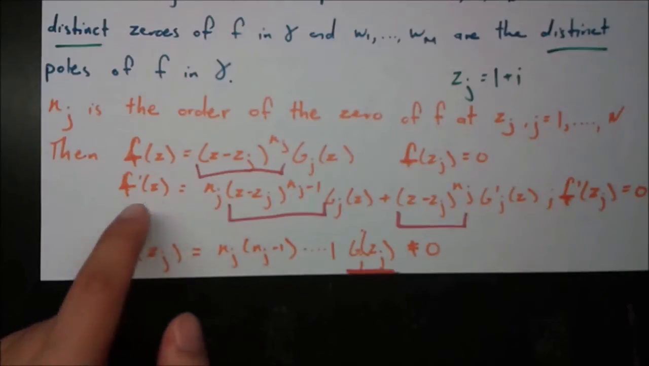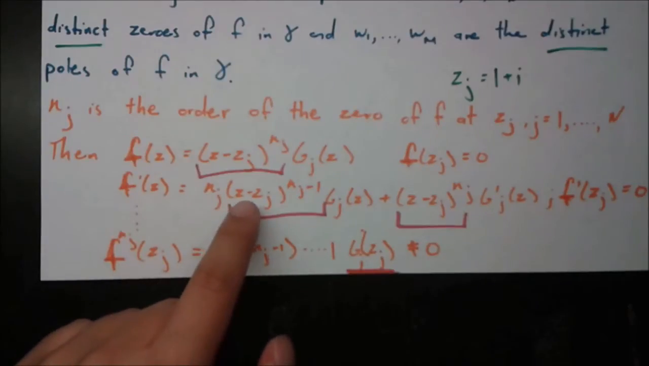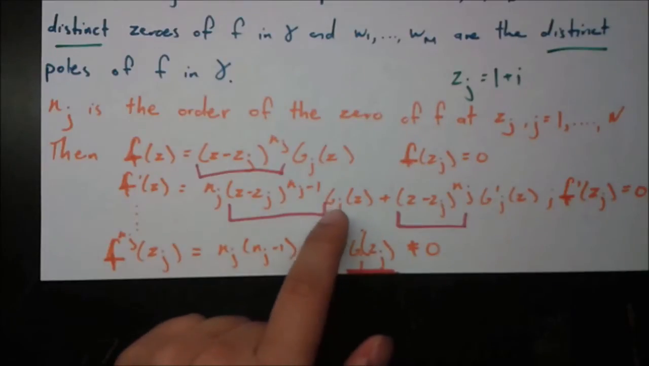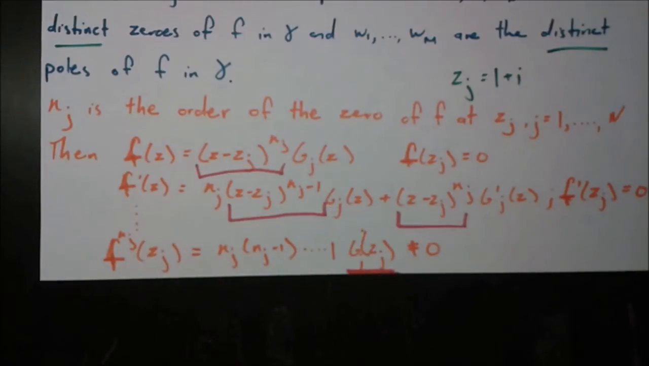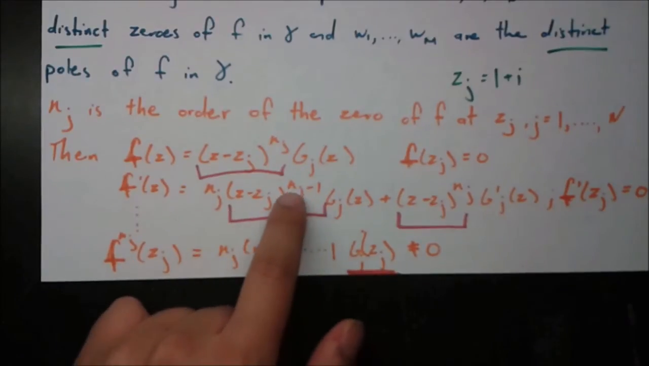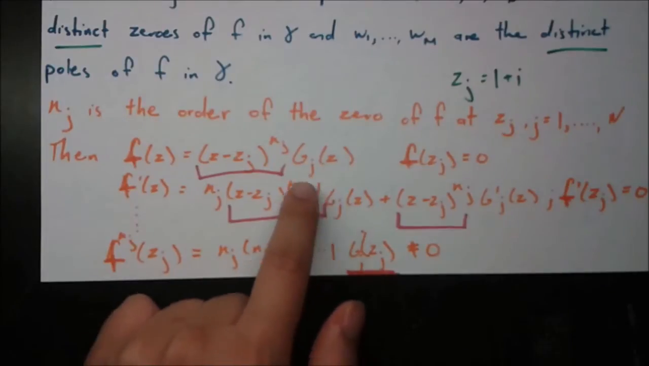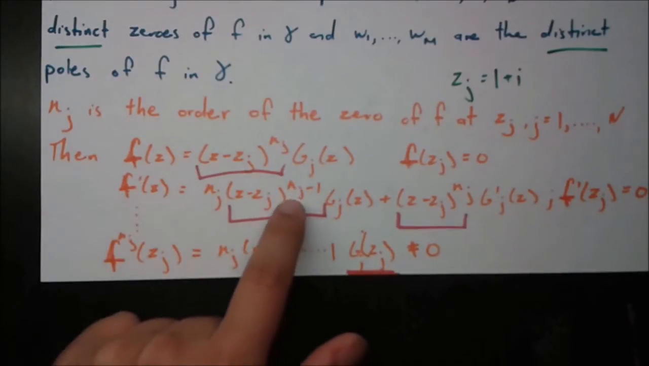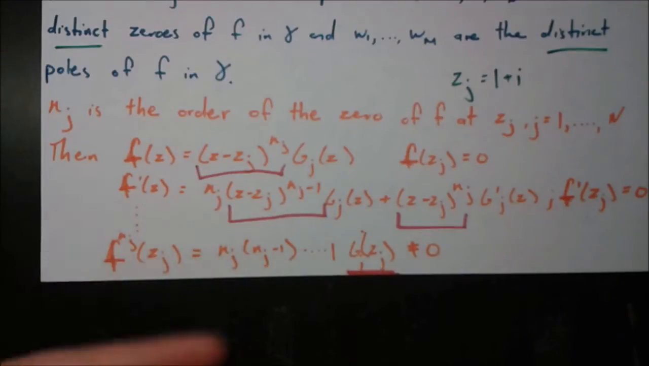This term right now in the first derivative is n sub j times z minus z sub j to the power of n sub j minus 1 times g sub j of z. I know there are a lot of j's floating around, but try to keep everything straight. So what does this term become? The next time we take a derivative, we bring this n sub j minus 1 down, and reduce the exponent to n sub j minus 2. And then we just do that over and over again.